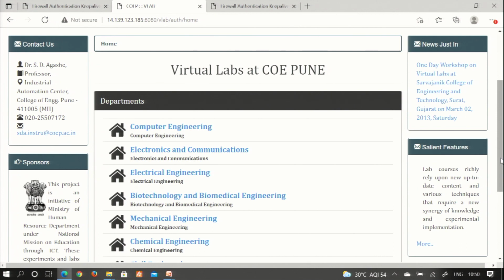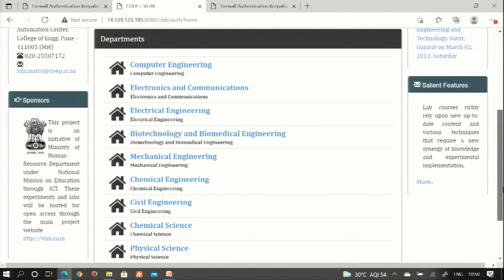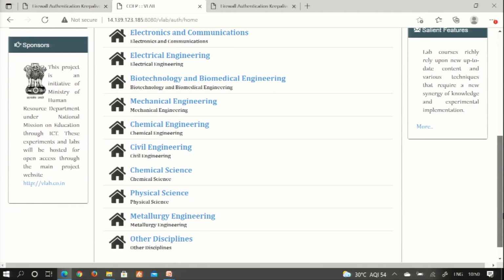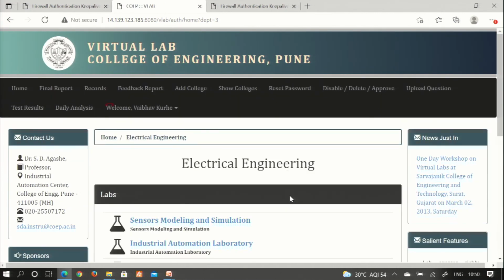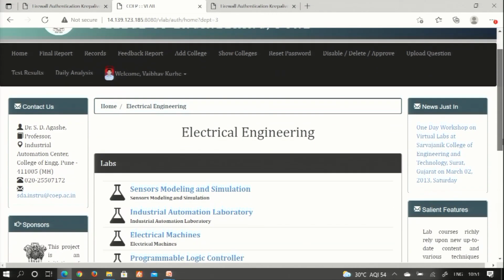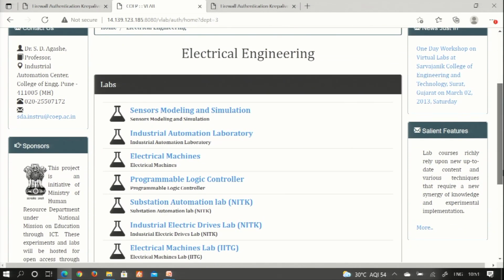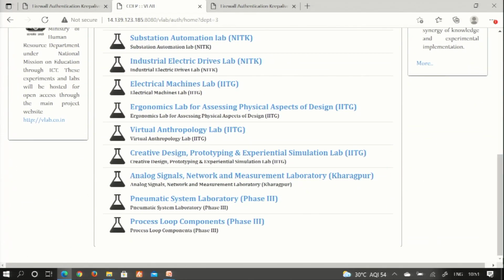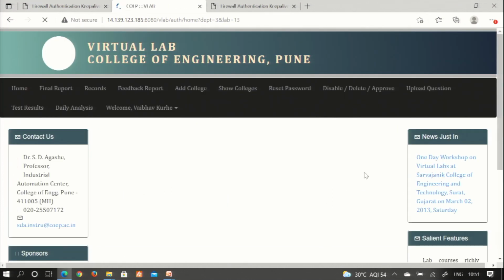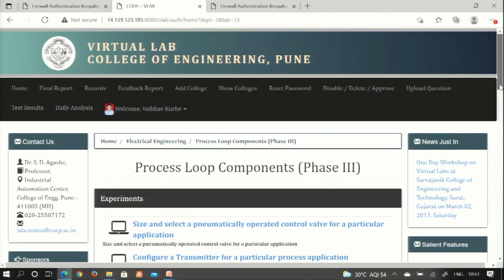Now, these experiments are basically from the consortium partners from various domains like computer, electronics, electrical, biotechnology, metallurgy or other disciplines also. Now, the lab which I am going to demonstrate to you is from the electrical domain, and under electrical domain these are the labs which are available. For our today's purpose of demonstration, I am going to show you a lab called the process loop components lab, through which I am going to demonstrate how tracking of a student can be done by performing one experiment.